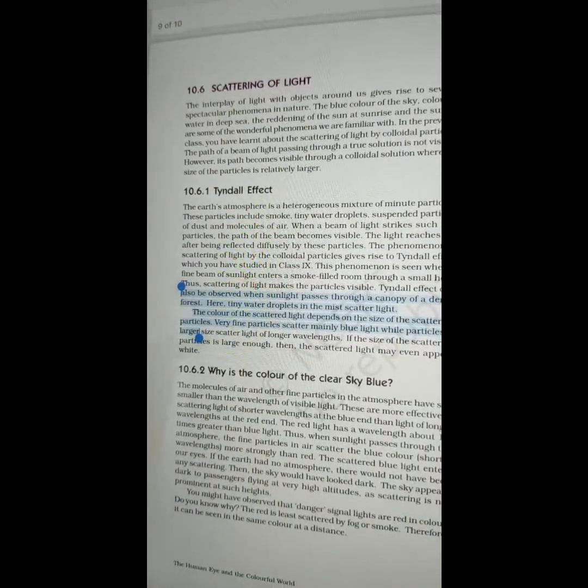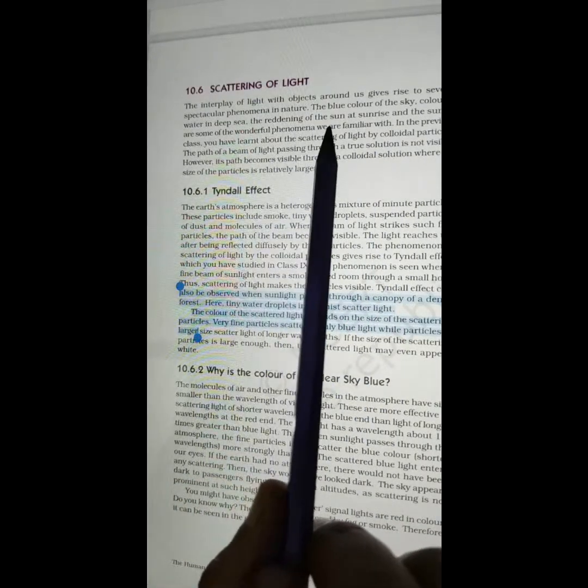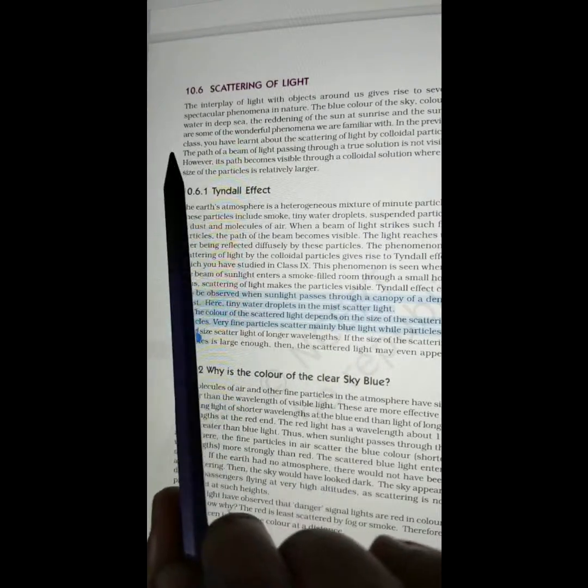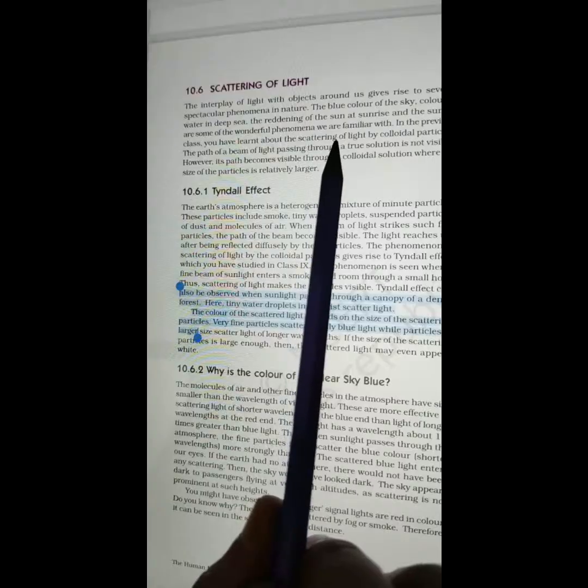So we are reading The Human Eye and the Colourful World, Scattering of Light. The interplay of light with objects around us gave rise to several spectacular phenomena in nature. The blue color of the sky, the color of the water in deep sea, the reddening of the sun at sunrise and the sunset are some of the wonderful phenomena we are familiar with.